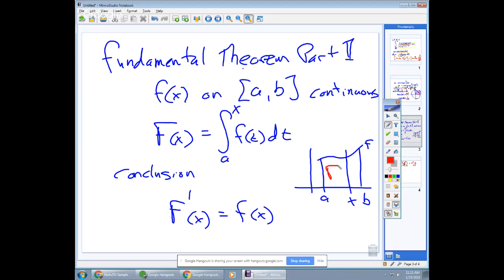Hold on. Capital F of x would be this area in there. So it says the rate of change of the area is equal to the boundary function. So this is part 1 right here. Is that where x replaces t in the function?